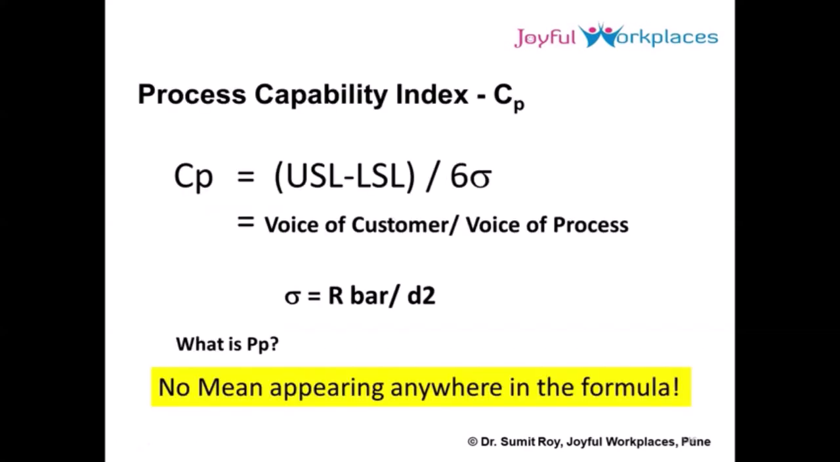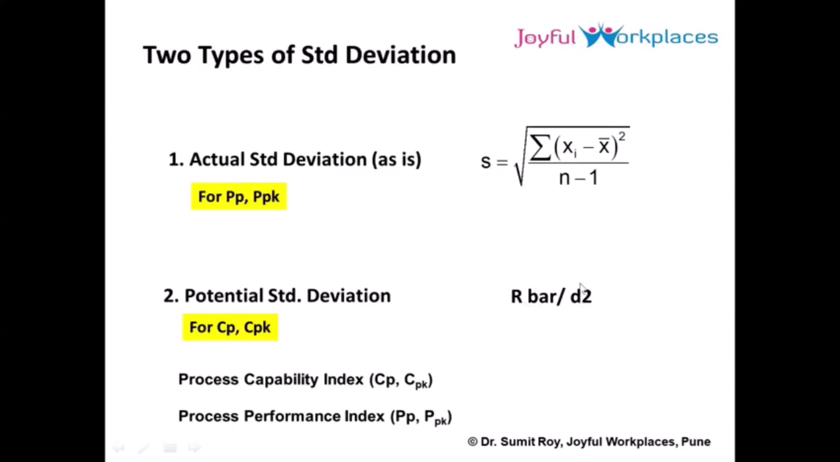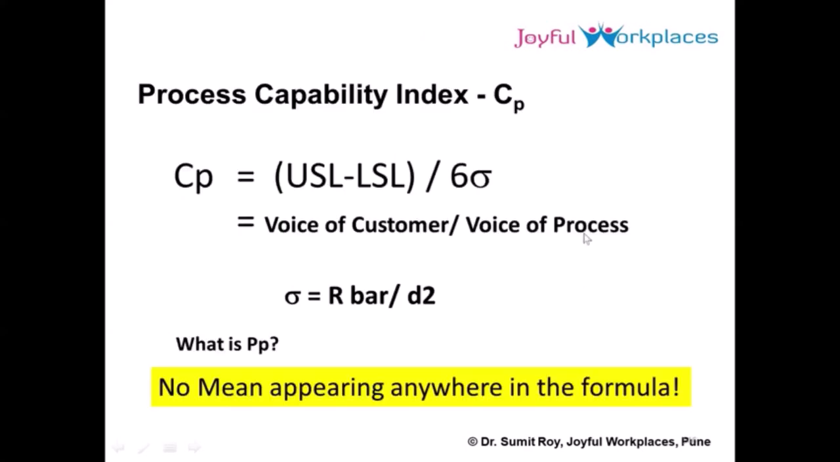How? Cp is nothing but upper spec limit minus lower spec limit. You don't have to do anything for the top part of Cp. Why? Because that is decided by the designer or the customer. All that you need to find is sigma, the standard deviation. So which standard deviation are you going to use here for Cp? This standard deviation, R bar by D2. Not this one, not this one. All right, so that is the definition of Cp.